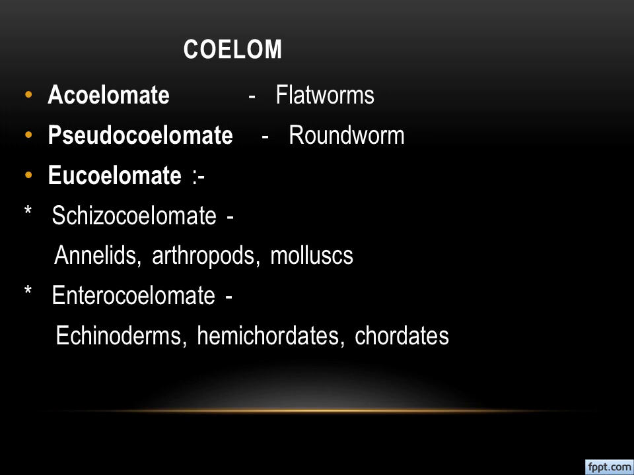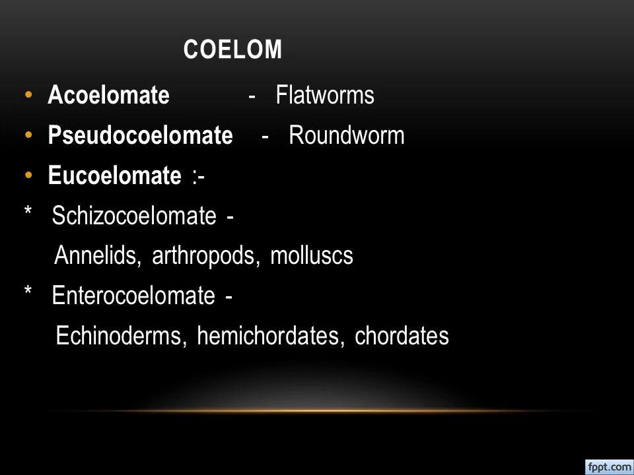So the first one is acoelomates. Of course you can understand there is no coelom. There is no body cavity for these animals. What do you mean by this? There is no space between the body wall and the digestive system. The body is compact. Understand? Example, this type, with no coelom, is present in organisms like phylum Platyhelminthes. Example, flatworms, right?